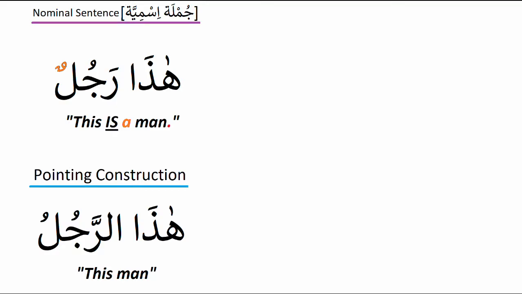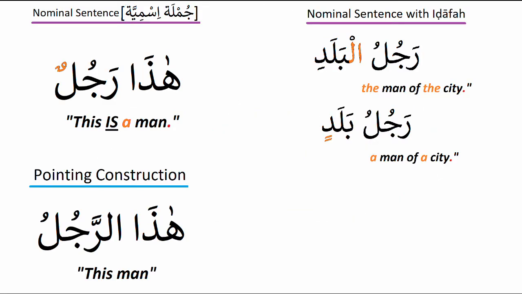Now to pointing nouns. We already discussed that a pointing noun interacts with ism in two ways. First, it forms a nominal sentence when it refers to a ism that is indefinite, like هذا رجل, this is a man. Or it forms a pointing construction when it refers to a definite ism like هذا الرجل, this man. Now, there is nothing out of the ordinary when a nominal sentence with an idafa is formed. We just put the pointing noun in front of the idafa. هذا رجل البلد, this is the man of the city. Likewise, هذا رجل بلد means this is a man of a city.